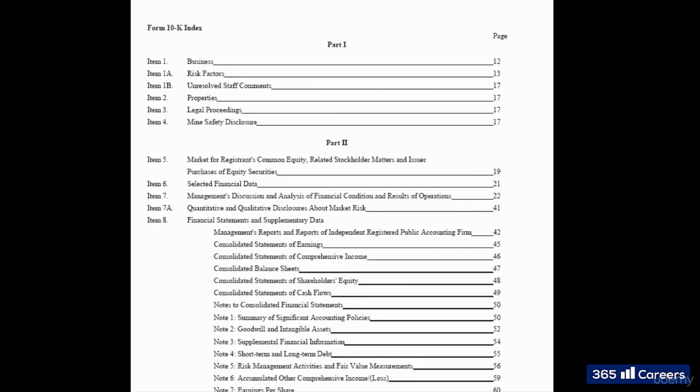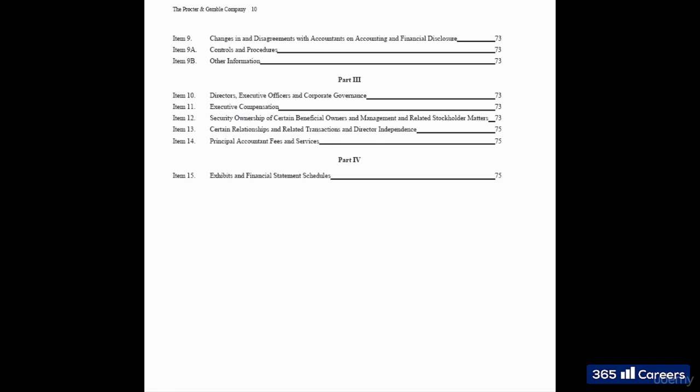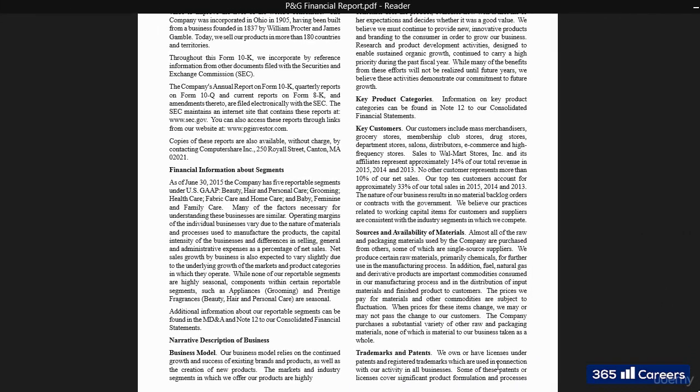As you can see, 10K reports have a predetermined structure. Every 10K that you will see looks like this one. The report consists of four main parts. The first part describes the company's business and some of the potential risks that it might face.